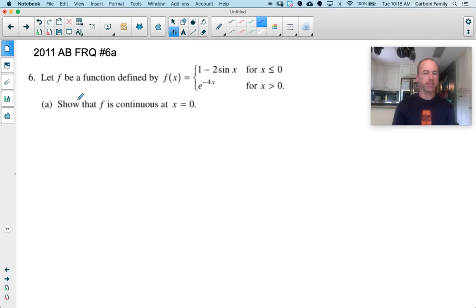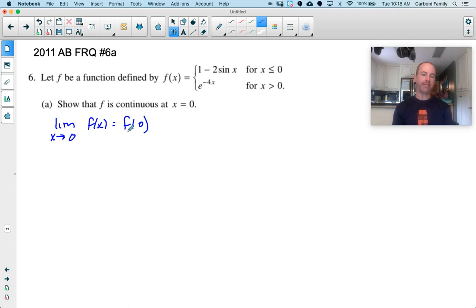All right, so let's look at the 2011 question. So we are showing that the function is continuous. The question is not, is the function continuous? We know that the function is continuous. And to do that, we have to show through detail that the limit as x approaches 0 of f of x is equal to f of 0.